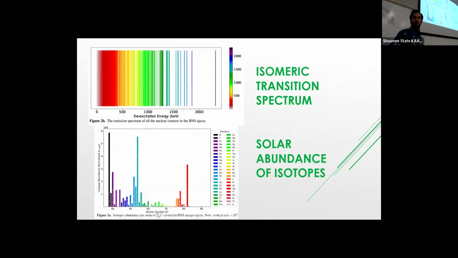And then here's some more graphs of the isomeric transition spectrum, just like the one that you saw on the website, just more colorful. I can't make it colorful on Streamlit. And the solar abundance of isotopes, which you also saw earlier. These are all graphs that are in the paper.